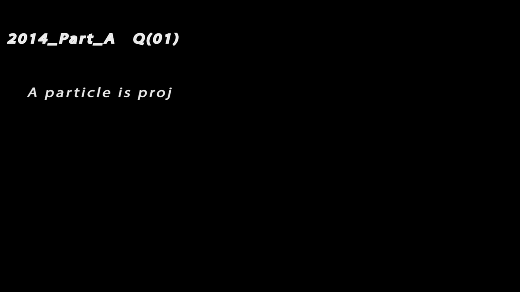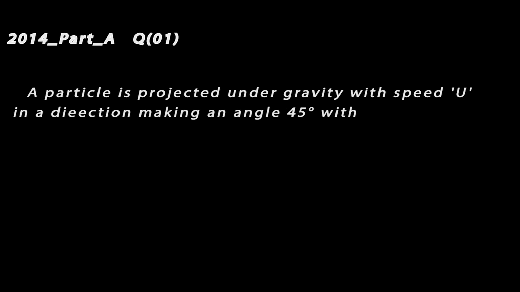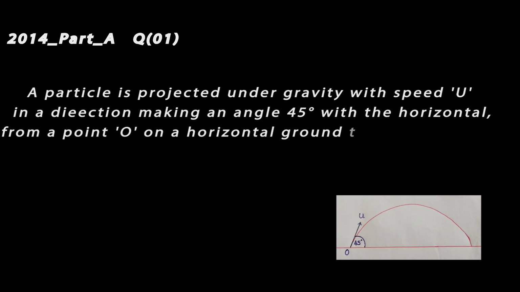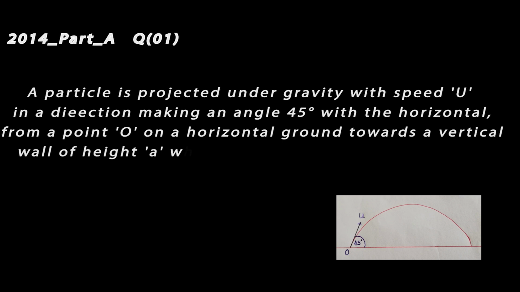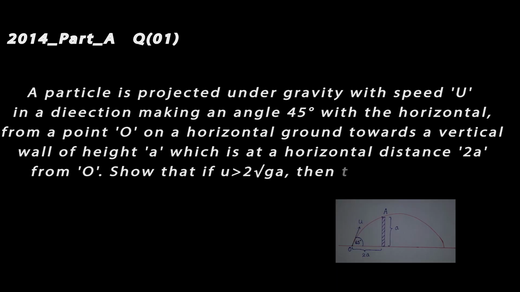A particle is projected under gravity with speed u in a direction making an angle 45 degrees with the horizontal, from a point O on a horizontal ground towards a vertical wall of height a, which is at a horizontal distance 2a from O. Show that if u is greater than 2 square root ga, then the particle will go over the wall.